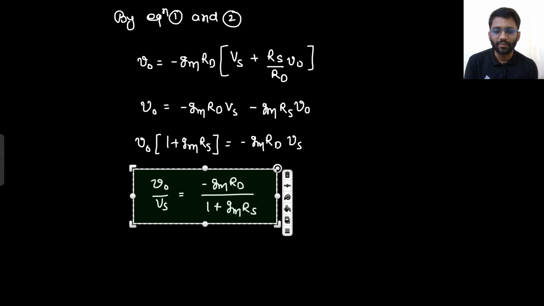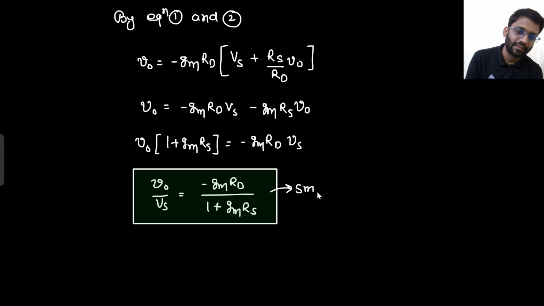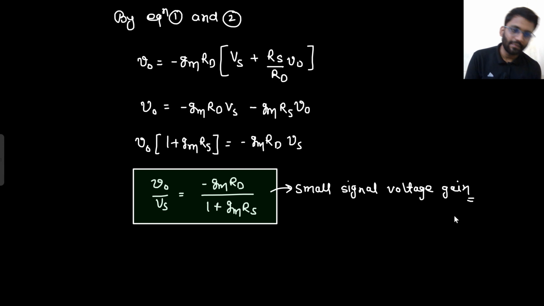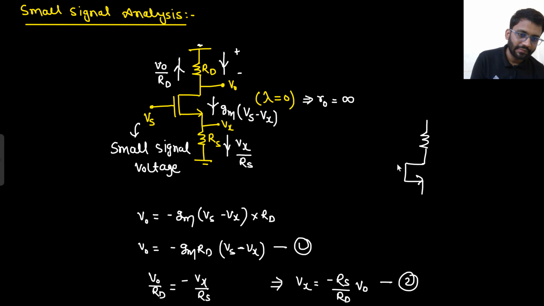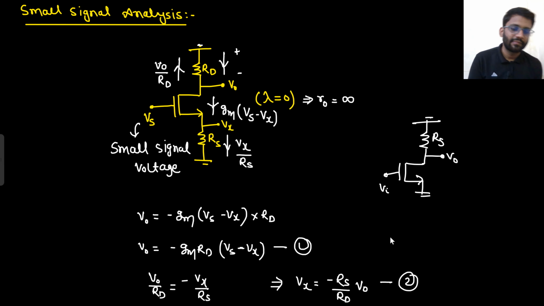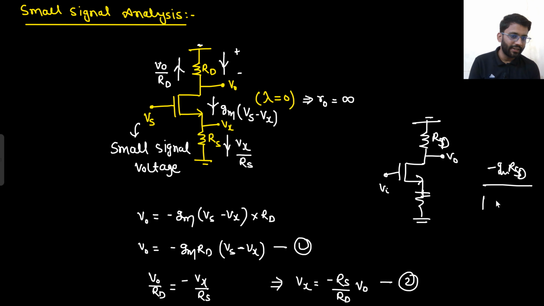That's it. This is the small signal voltage gain. What was the small signal voltage gain if Rs was 0, if this was your circuitry? What was the small signal gain at that time? That was minus Gm into Rd. Now if Rs is there, then the gain is minus Gm into Rd upon 1 plus Gm Rs. The gain is reduced by this factor.